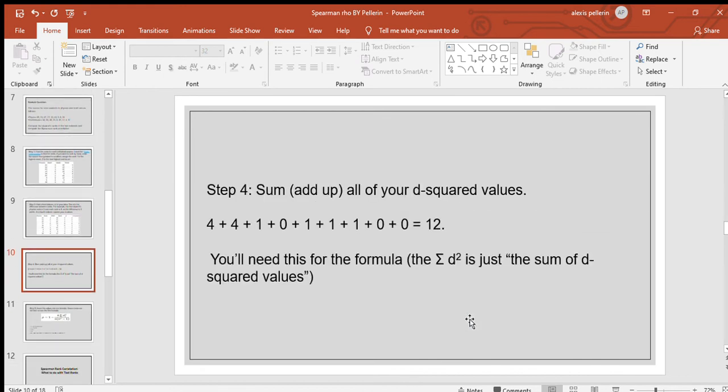And then next is to add up all your d squared values, the sum. You need to add all your d squared because we are going to need the sum of the d squared in answering the formula of the Spearman rank correlation.